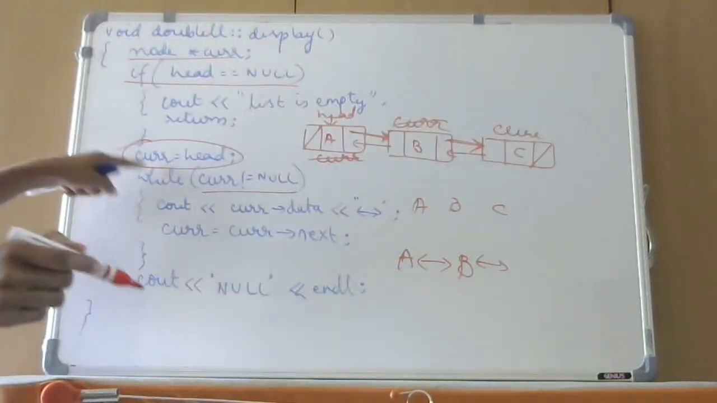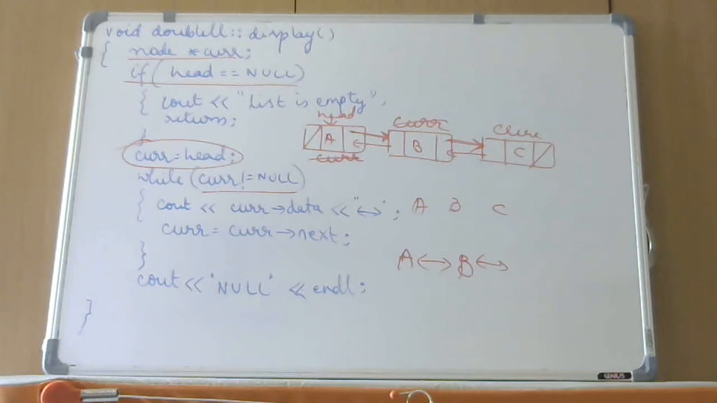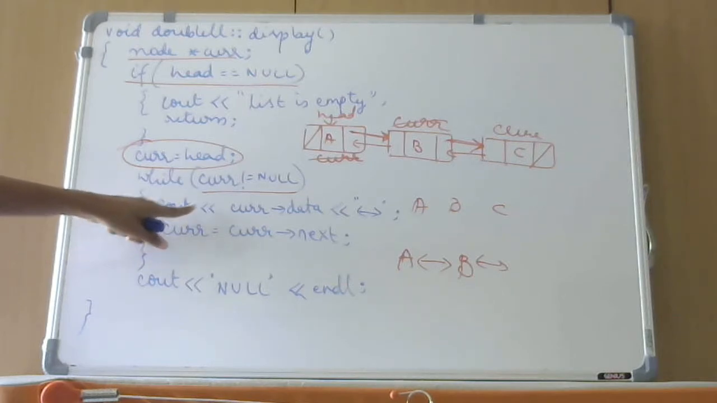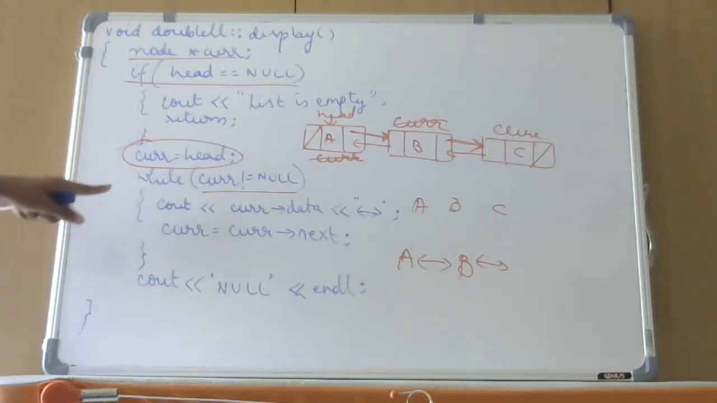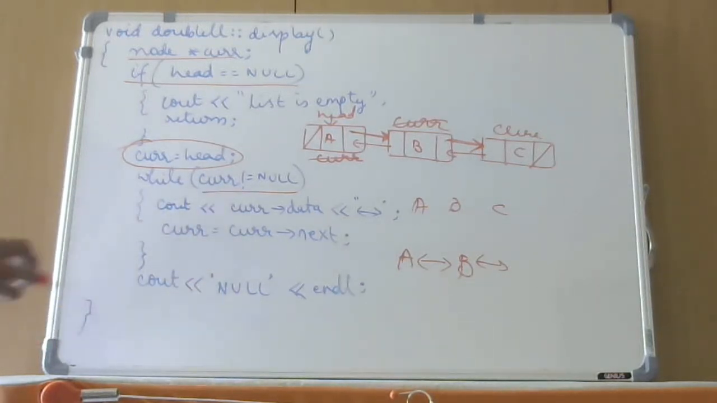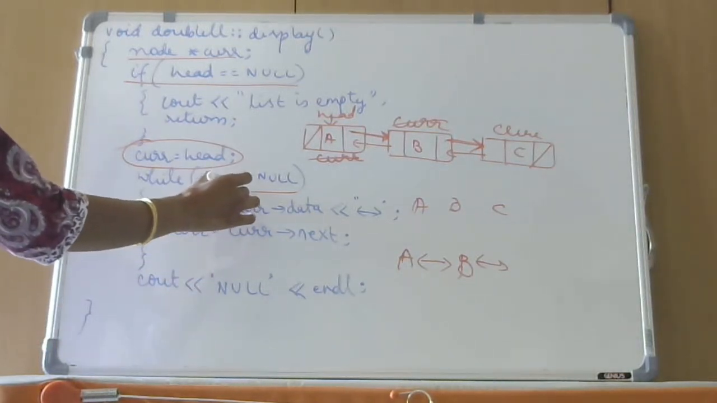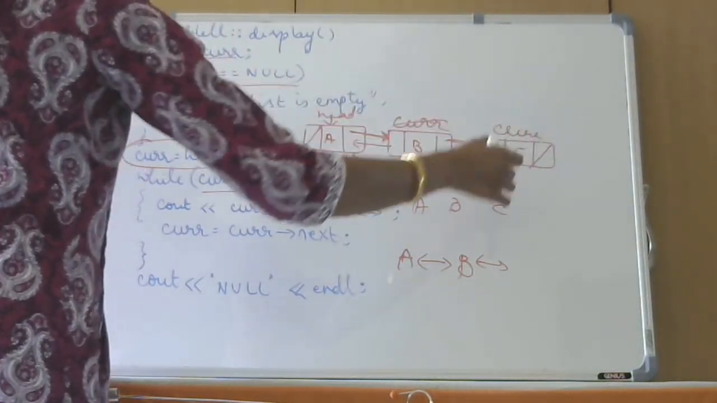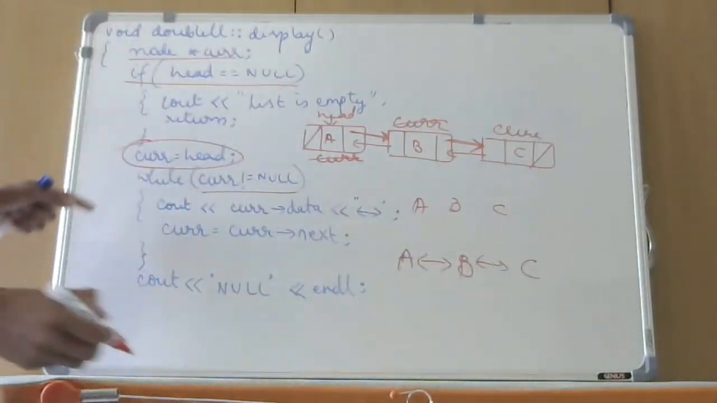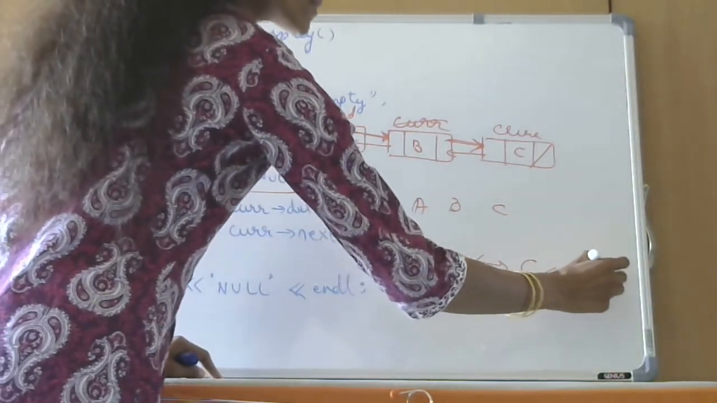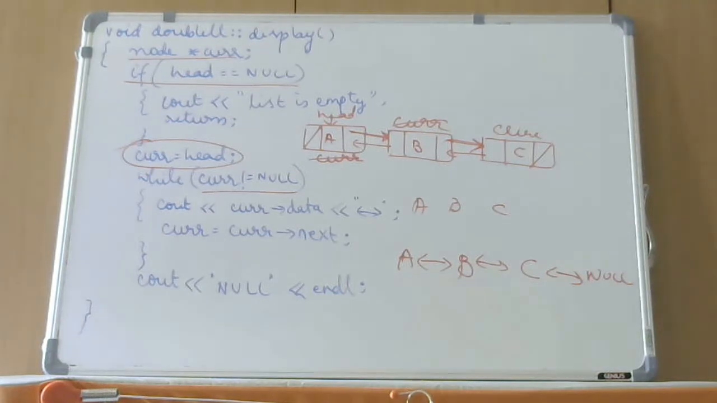Again, I go back. While current is not equal to null, it will come back here. Current is C, print current of data. Current is equal to current of next. I think I should display once I come out. Now current is equal to null. I mean, next of current is pointing to null. So it will display C, and then I will display null, because in the end I want to display something like this for the doubly linked list.